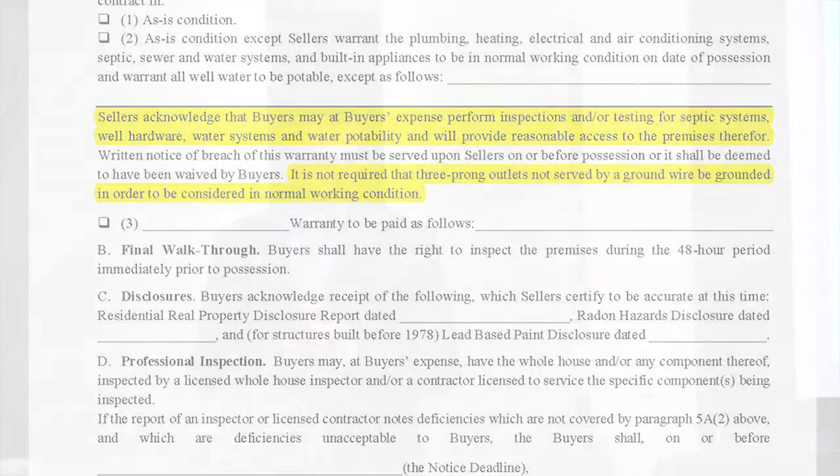So it is not required, the three-prong outlet's not served by a ground wire, so it is qualified. In other words, if it is a modern house, something built in the last 20, 30, 35 years, where it's got modern Romex wiring that has a ground conductor in it, if that's the kind of wiring that's present, it does have to have a working ground. It qualifies it by saying, not served by a ground wire.